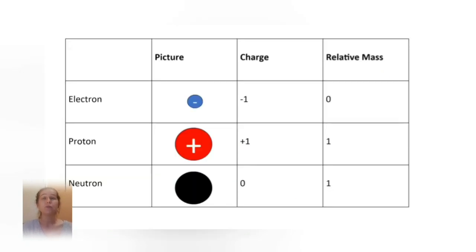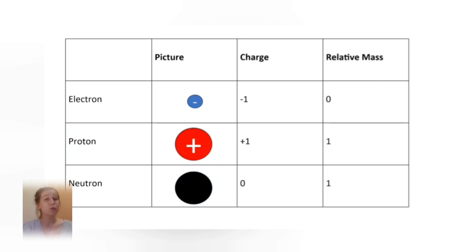So a nice little summary. We have the picture of the electron, proton, and neutron. We also have the charge. So the electron is a -1 charge, the proton is a +1 charge, and the neutron has a 0 charge.